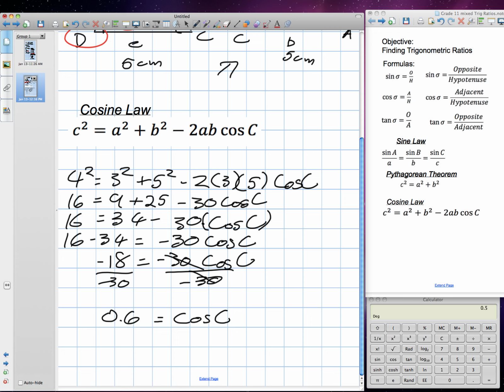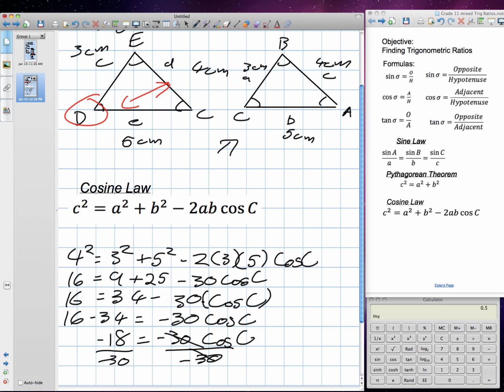cos C. When I bring cos C to the other side, I have to invert cos, so I get cos inverse 0.6 is equal to C. C is equal to 53 degrees. Okay? So the angle we're looking for was 53 degrees.